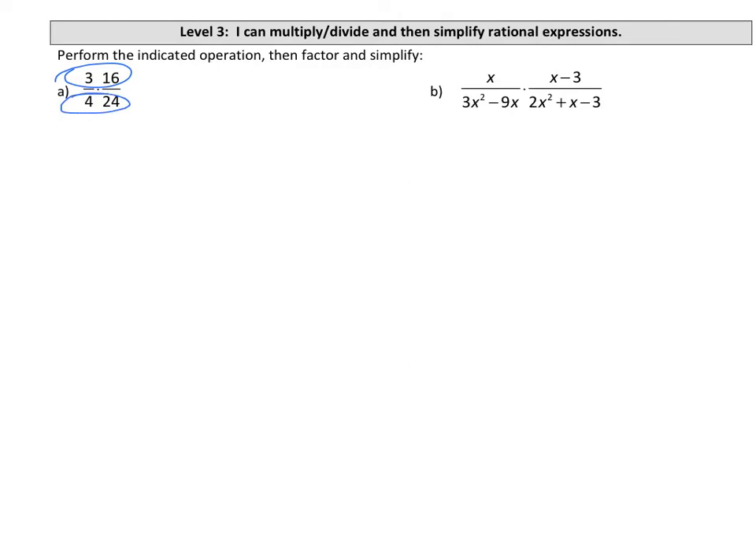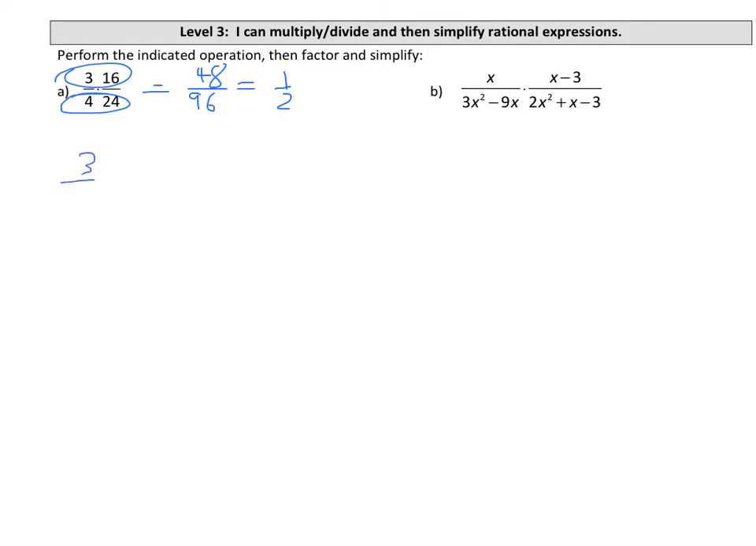So one way to do this is 3 times 16 is 48, and 4 times 24 is 96. And then I have these two big numbers that I have to reduce, but I simplify 48 over 96, and that's 1/2. To avoid getting big numbers, sometimes it's helpful to cancel out and reduce diagonally or within an actual fraction before we multiply top times top and bottom times bottom.